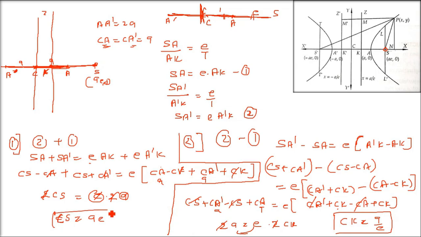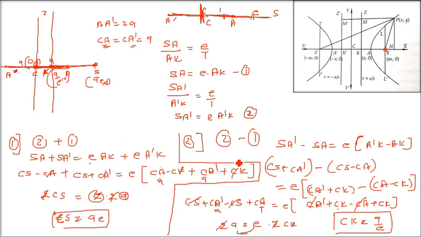Now the second thing you also wanted, and we got it. CK is the distance from the center to the directrix. So the point K is A by E comma 0 if I take C as 0, 0, or the origin. So both the points we have.